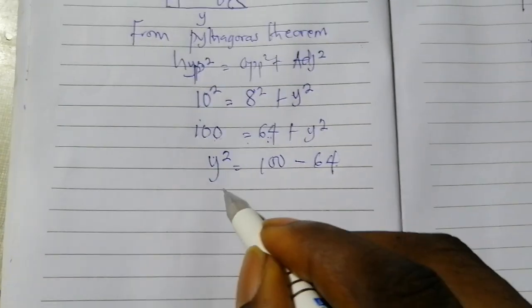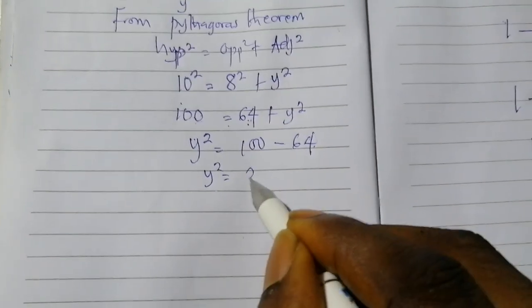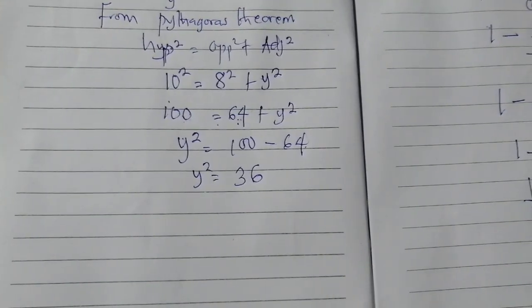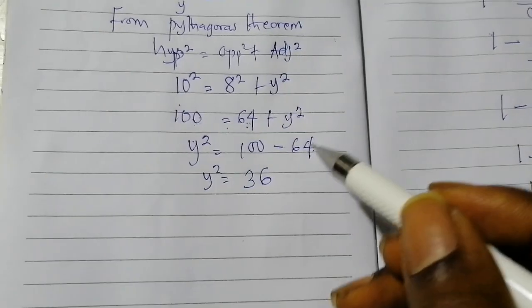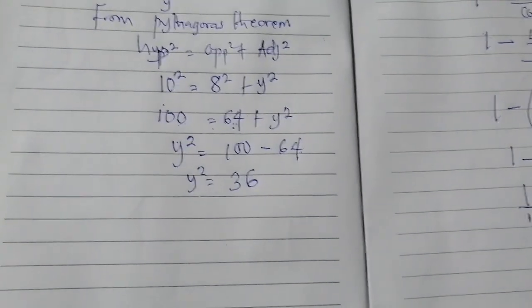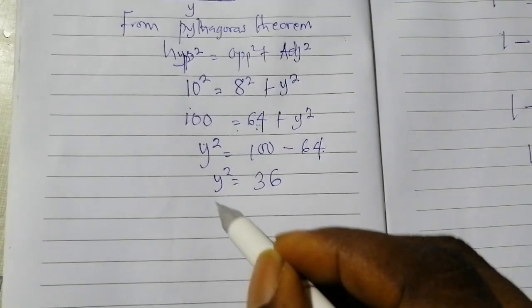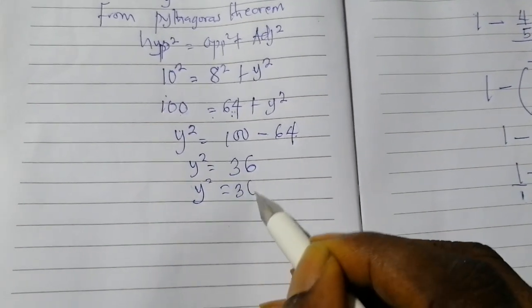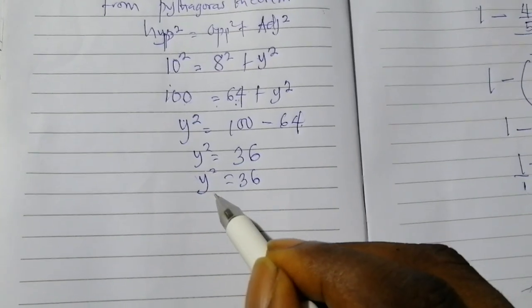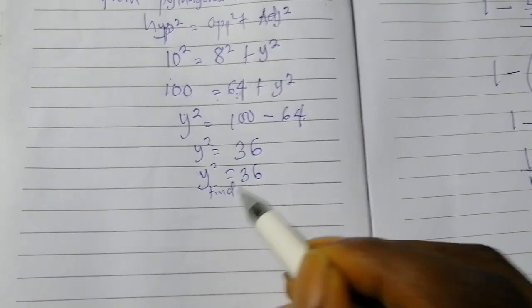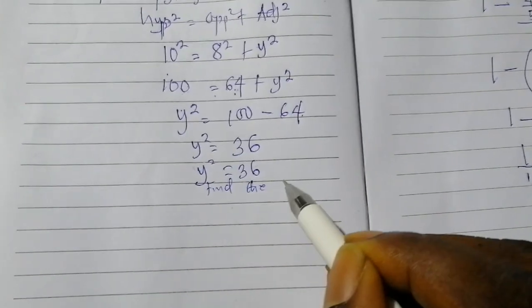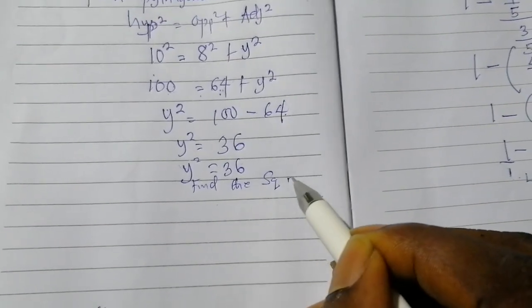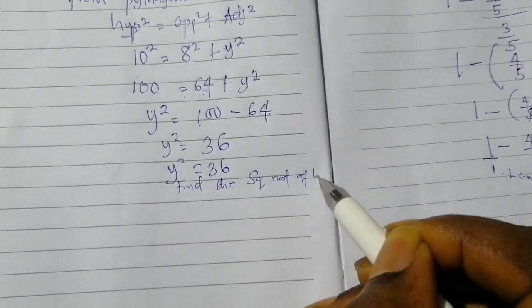So that's 36. So y square will now be what? 36, if I'm not mistaken. Okay, is it 36 right now? Yes. So 100 minus 64 is 36. So it means y square equals 36. So find the square root of both sides.